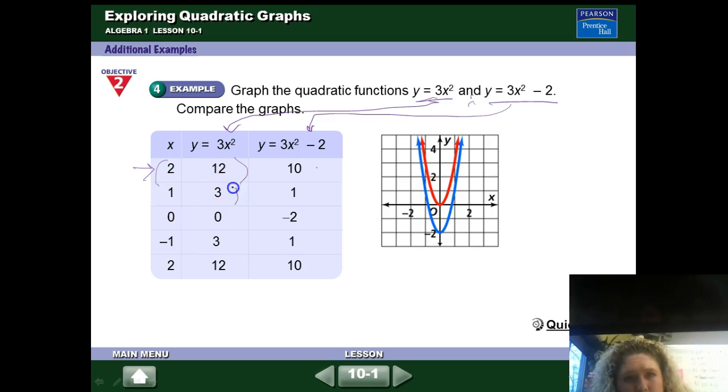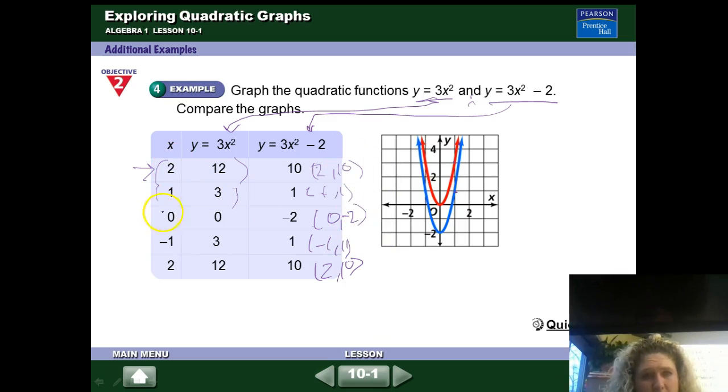1, 3 is my first ordered pair. So 1, 3, I can see here. And 1, 1 is going to be the one in blue. So 1, 1. So I can just rewrite these if this helps you to see. You have 2 sets of ordered pairs. Alright, so there is my 2 sets. We have these sets here, and then the other set. You're using the same x's, just getting different y's.